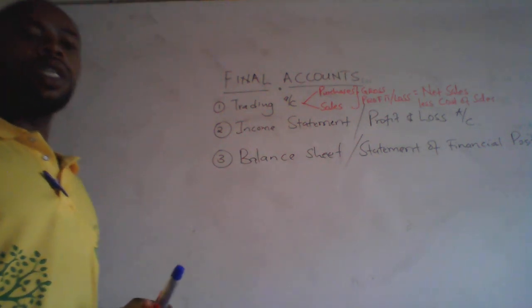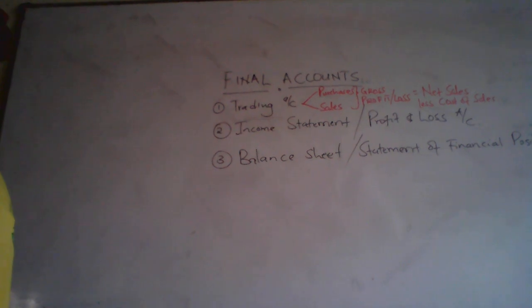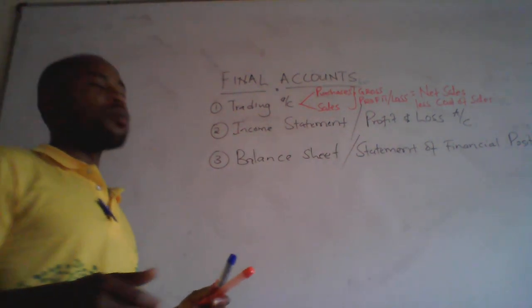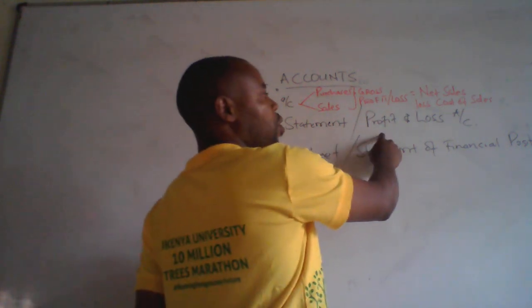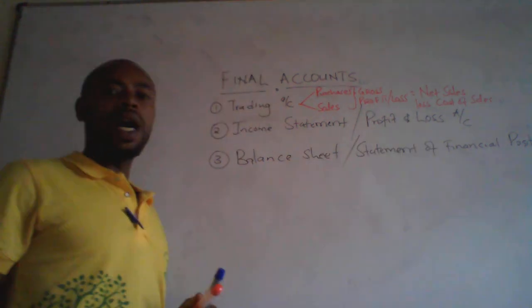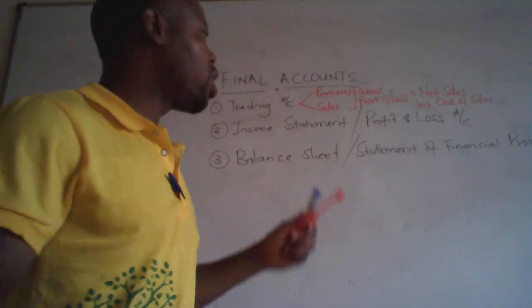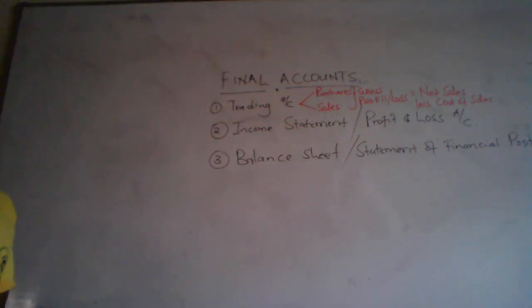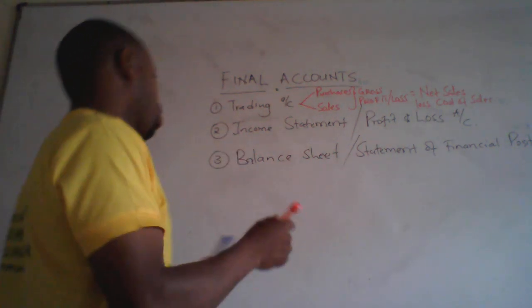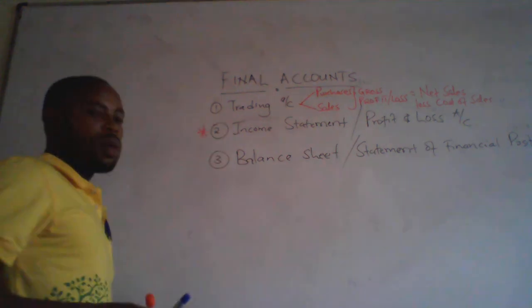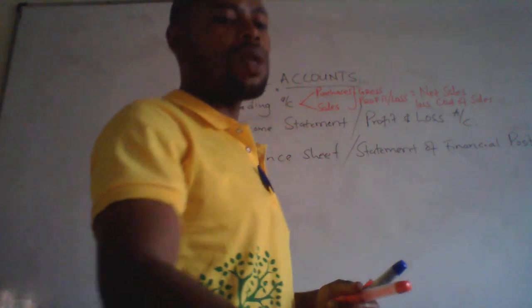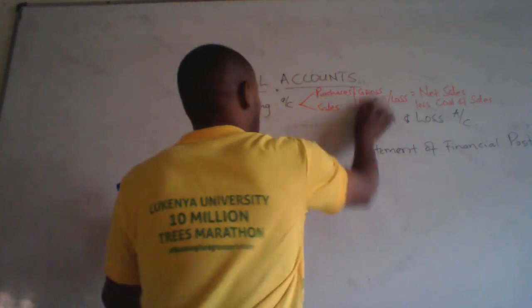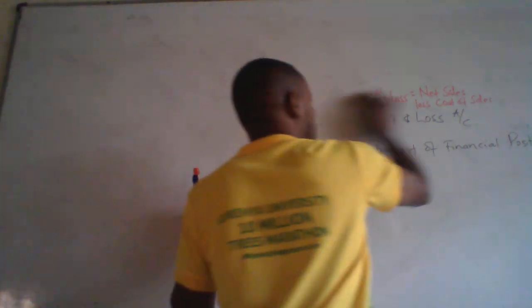Then we are supposed to prepare what we call an income statement, and an income statement is simply the determination of the profit or loss a business will make at the end of the year. So with this illustration, I'm going to focus my lesson today on the income statement. I want to show you how to prepare the income statement. Allow me to erase what we have on the board, and then we focus our interest on the income statement.